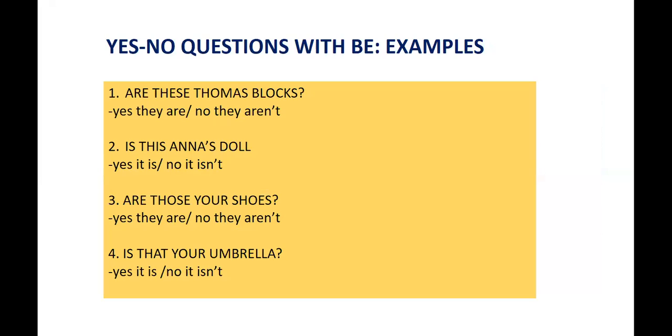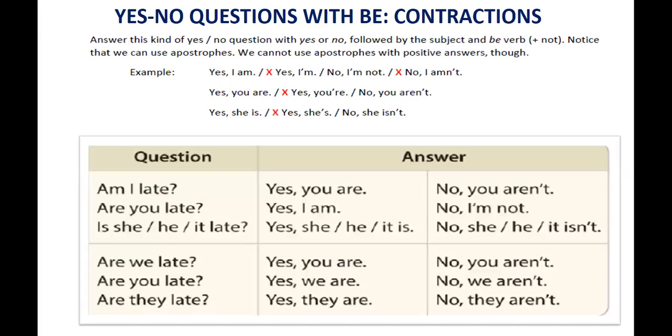Recuerde que usted también puede responder de la forma completa diciendo it is not or they are not, ¿verdad? En lugar de aren't. Aren't and isn't son la contracted form, son la forma contractada, ¿verdad? Are those your shoes? Yes, they are. No, they aren't. Is that your umbrella? Yes, it is. No, it isn't.